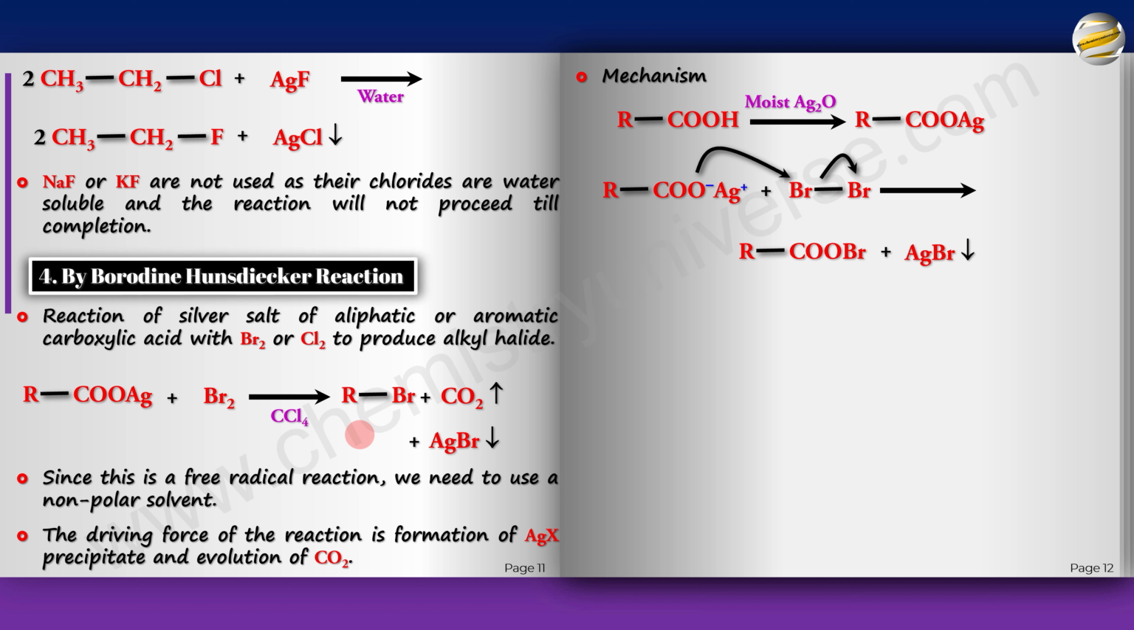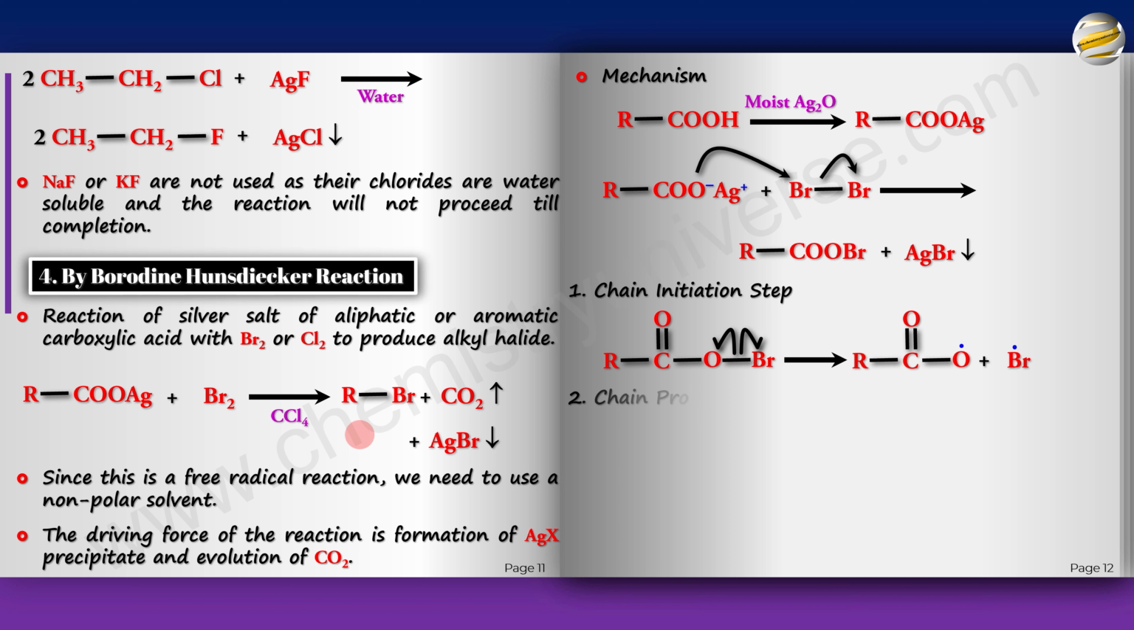Now, since it's the free radical one, we have the chain initiation step where the RCOOBr would break homolytically. The O-Br bond breaks homolytically and you get RCOO dot and Br dot. This is the chain initiation step. Now, in the chain propagation step, the RCOO dot would rearrange to form R dot and CO2 gas, which again drives the reaction forward.